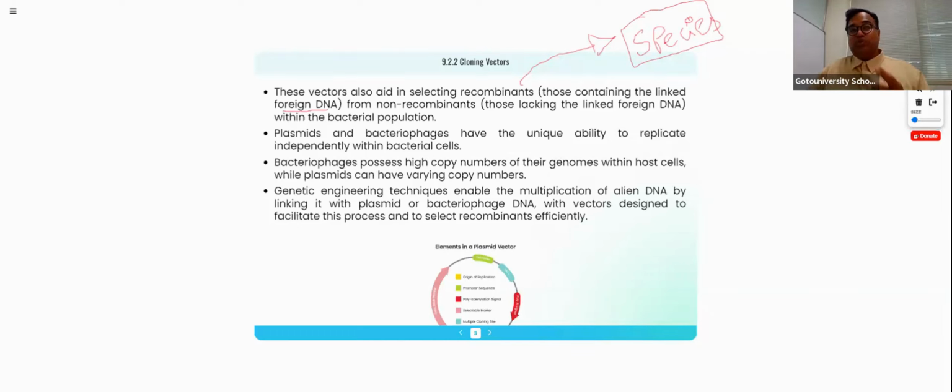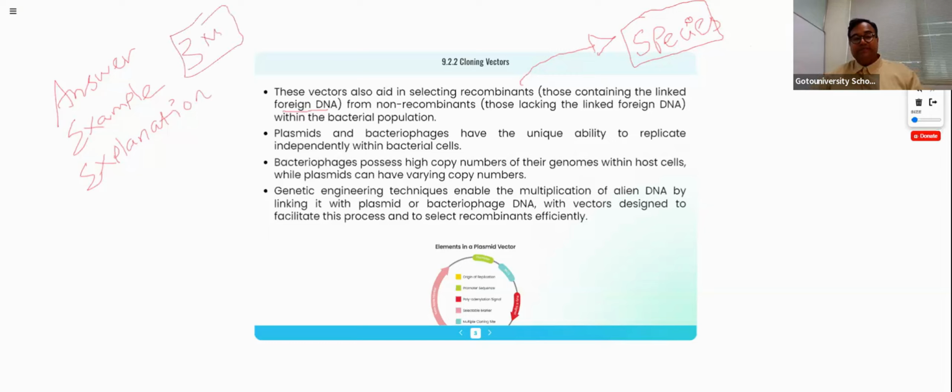If it is 2 marks, you need to write the example. If it is 3 marks, you need to write the explanation for the example. So again, as I am saying to you, first is the answer, after the answer we give the example, and after the example we give the explanation. If it is 3 marks, we need to give it like this.